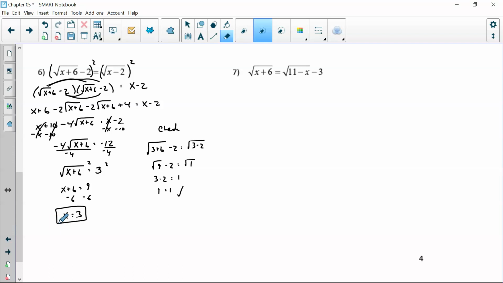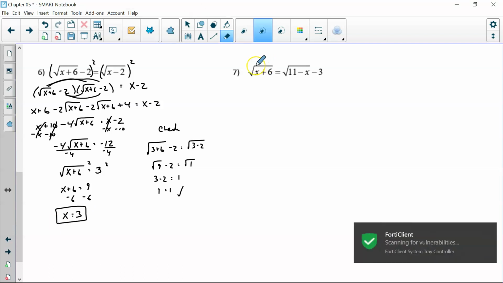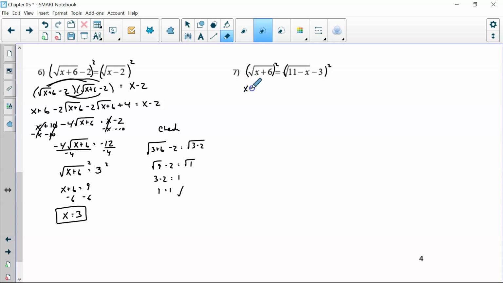Now for number 7, just like problem number 6, we're going to square both sides to get rid of the square root, at least one of them. So you get x plus 6 equals, write them out, 11 minus x minus 3 times the square root of 11 minus x minus 3. Multiply the binomials, the square root of 11 minus x times the square root of 11 minus x. The square roots cancel. 11 minus x.